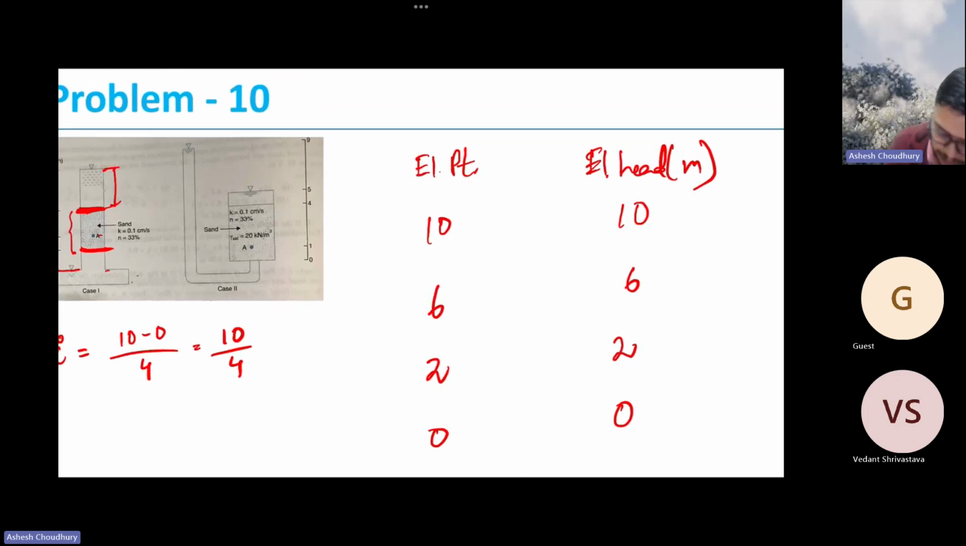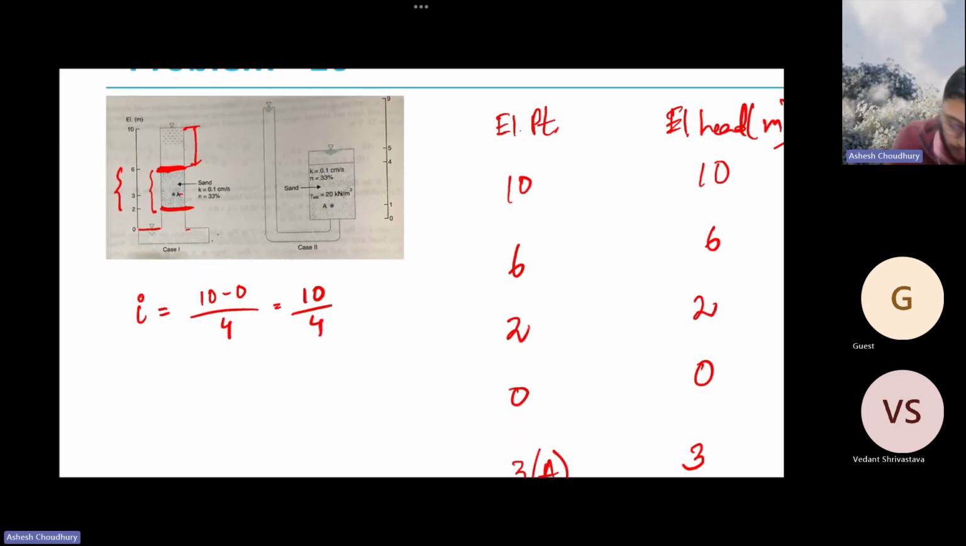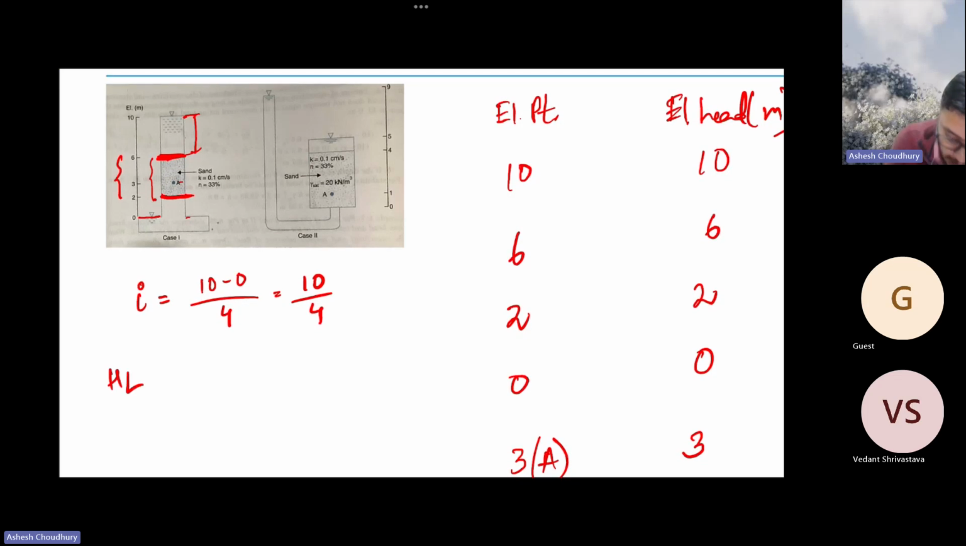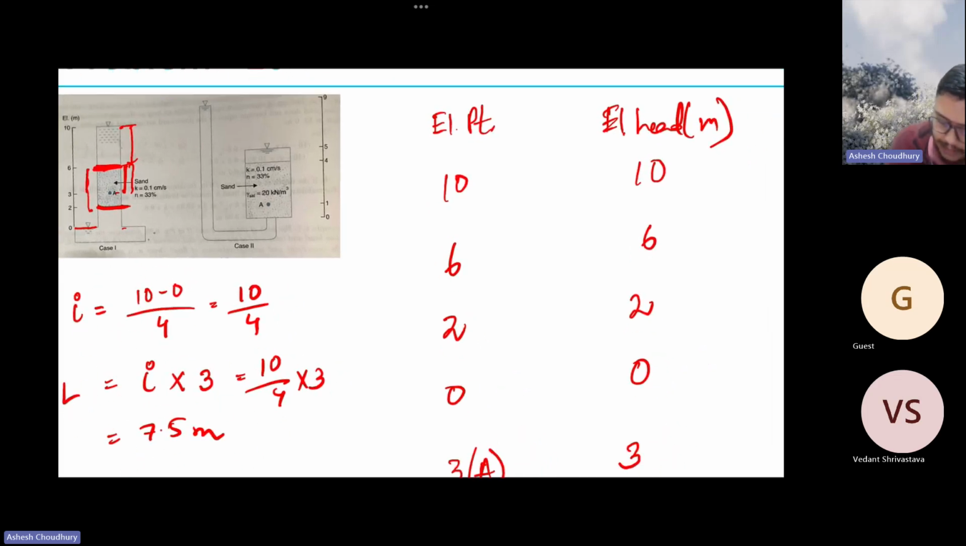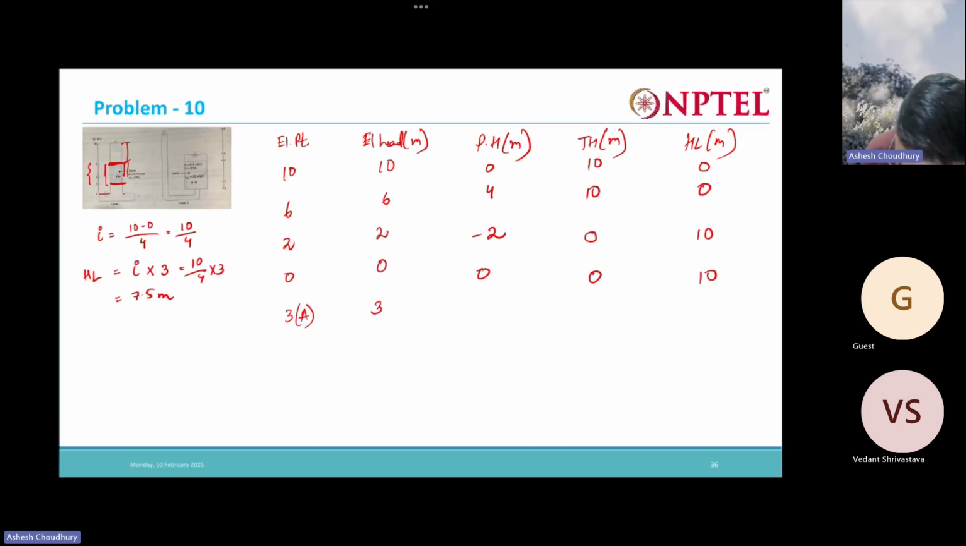Now, what is the head loss when the flow is happening from here to here? The hydraulic gradient times this length will give us the head loss. What is that length? 3. So 10 by 4 times 3 is 7.5 meters. So the head loss at point 3 is 7.5 meters.